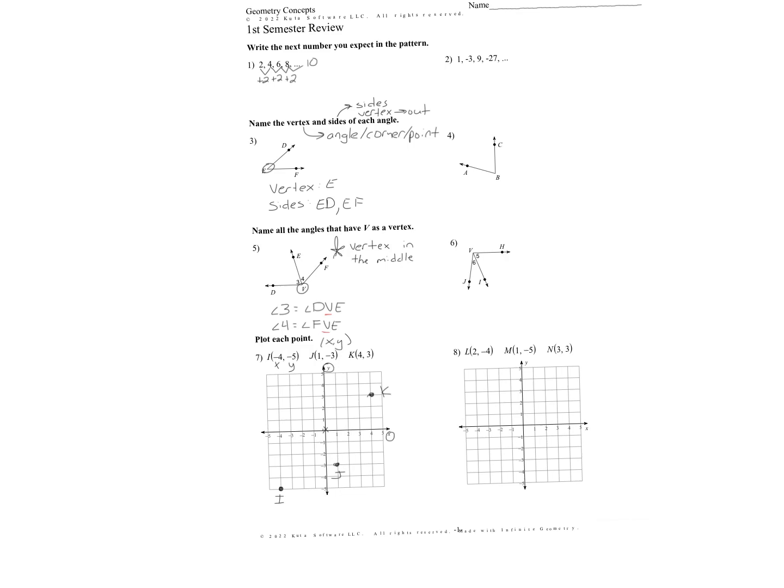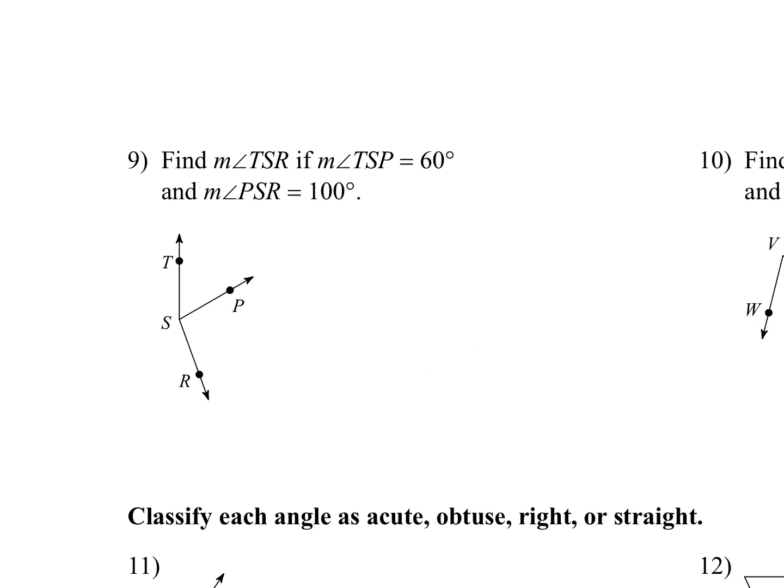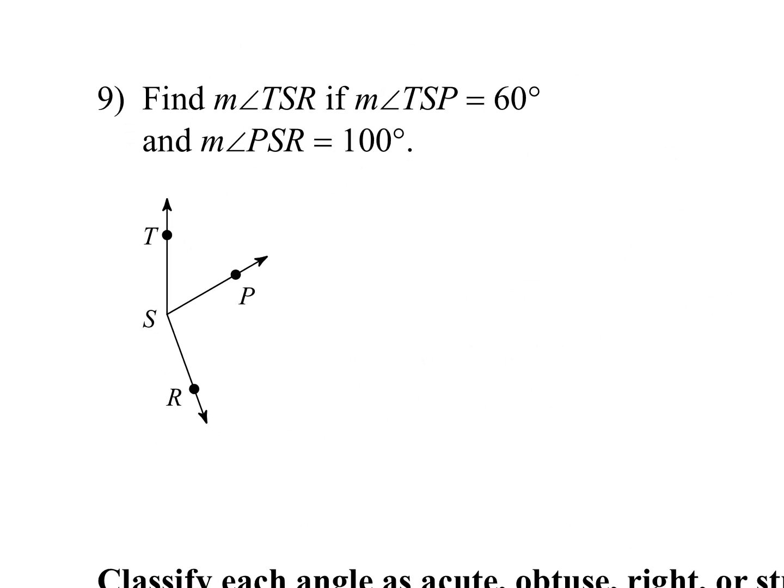All right. Backside here, what can be tricky with number 9? Why do we sometimes get these wrong? If we read them wrong, right? If we don't know what we're looking for. So, how do we prevent that? Read them carefully, label, okay? Underline and circle. So we're trying to find measure of angle TSR.